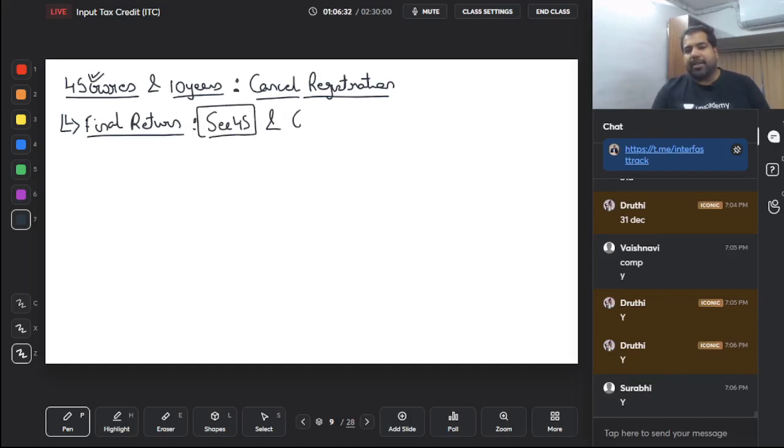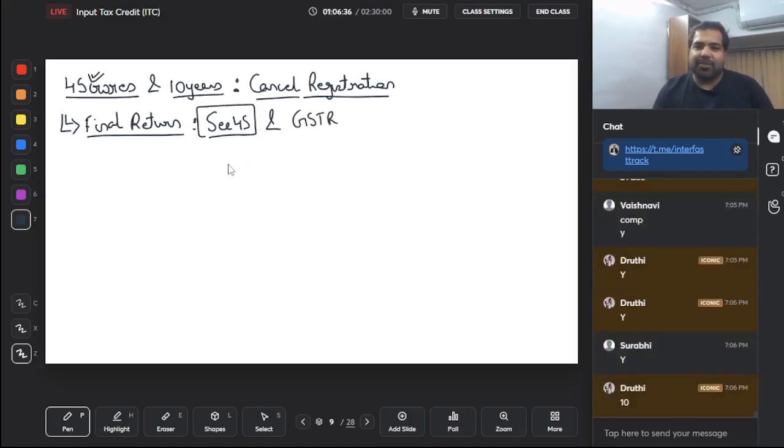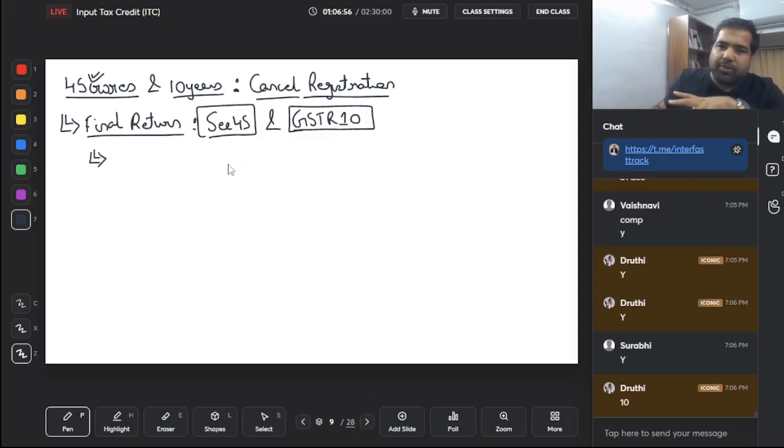And any guesses, guys, what will be the GSTR number? Excellent, GSTR 10. So after 45 crores and 10 years of business, you decided to cancel your registration. You have to file a final return. This is GSTR 10 in section 45. Guys, final return is like a goodbye, that thank you so much officers, it was nice to know you. No, not exactly, but think of it like this.